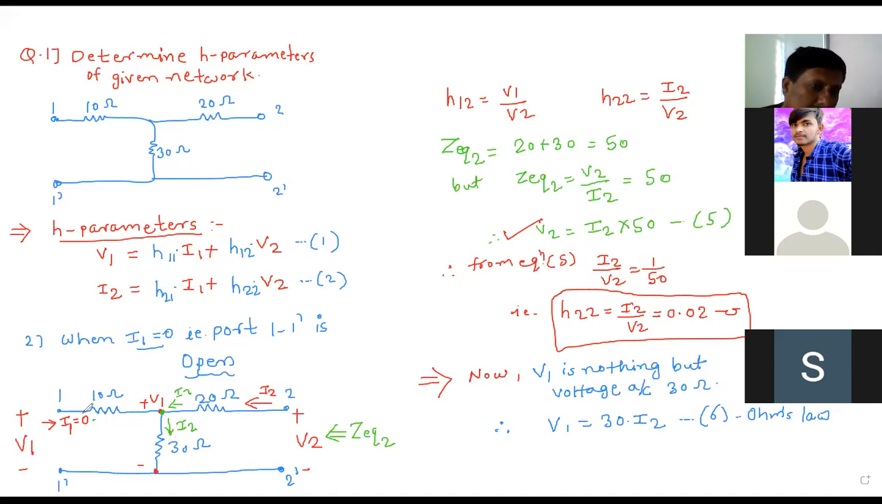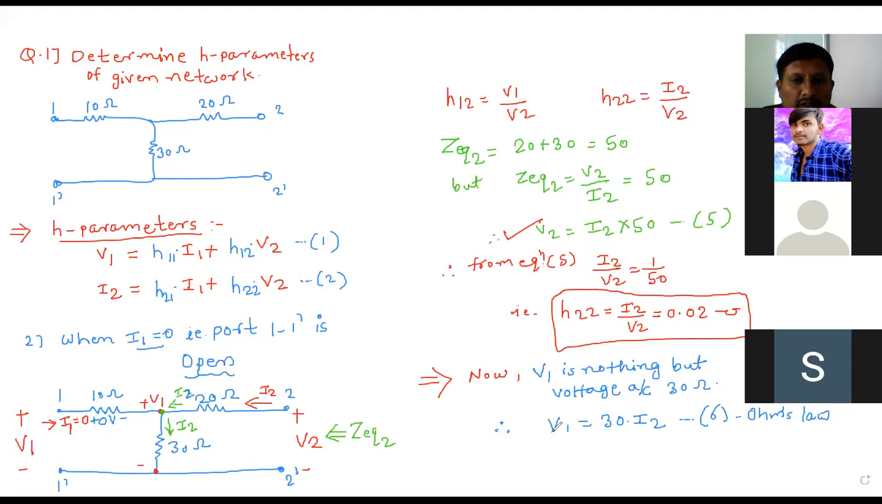So see the diagram. I1 is 0 and I2 cannot go here, so whatever I2 flows through 20 ohm will completely flow through 30 also. So if you calculate 30 into I2, you will get V1. What will be the voltage here? 0 volt.